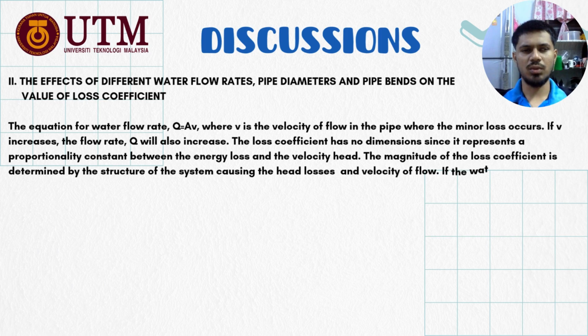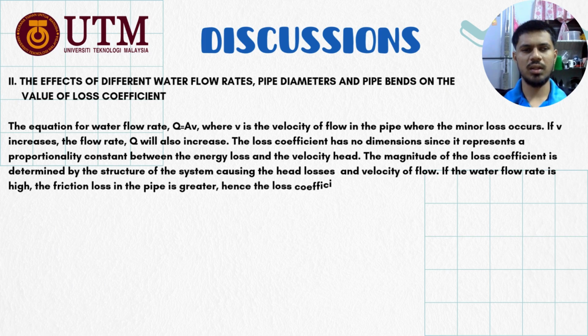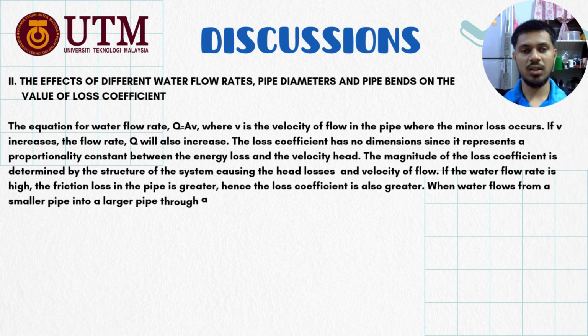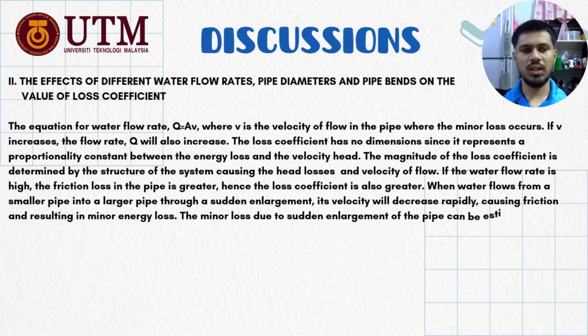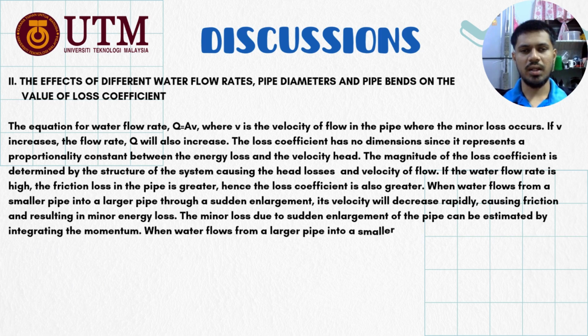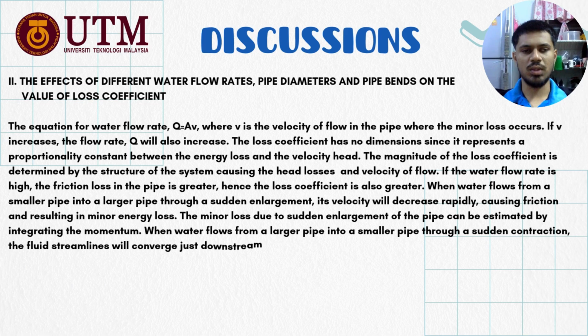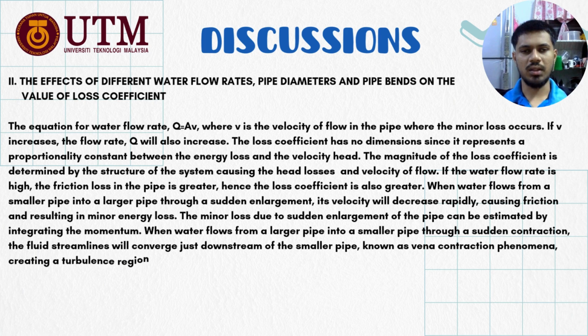The magnitude of the loss coefficient is determined by the fracture of the system causing the head loss and velocity of flow. If the water flow rate is high, the friction loss in the pipe is greater. Hence, the loss coefficient is also greater. When water flows from a smaller pipe into a larger pipe through a sudden enlargement, its velocity will increase rapidly, cause friction, and result in minor energy loss. The minor loss due to sudden enlargement of the pipe can be estimated by integrating the momentum.